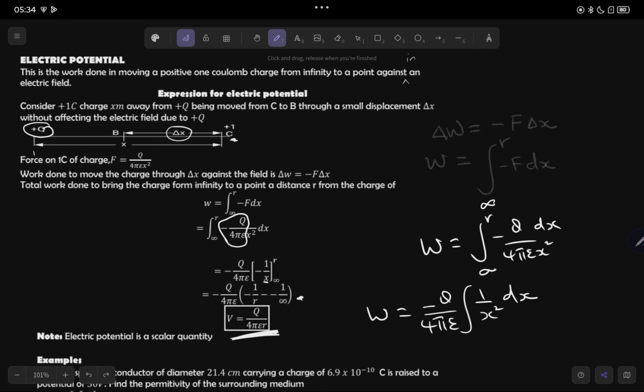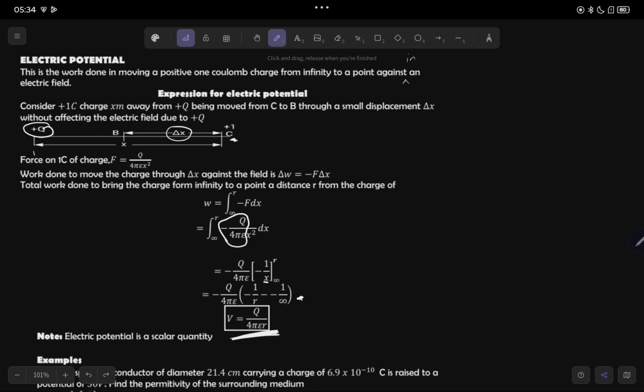Note very carefully that electric potential is a scalar quantity, and therefore, unlike the electrostatic force and the electric field intensity, we shall not be required to find the modulus and the direction of electric potential. We shall simply add up the electric potentials due to different charges if it's a system of charges.